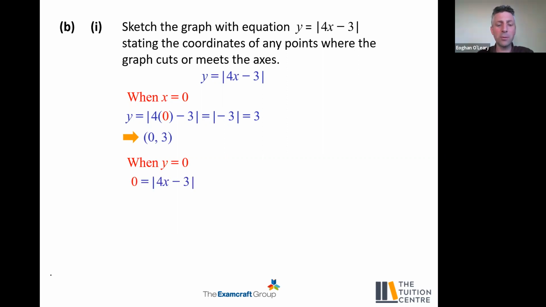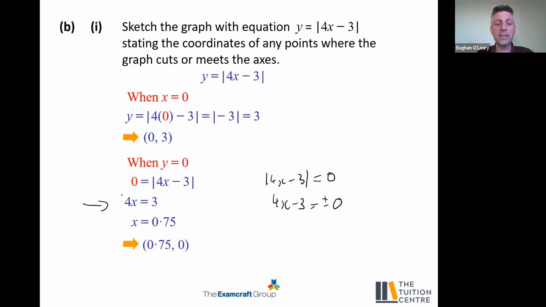we'll have 0 is equal to the modulus of 4x minus 3. In that case, there's a number of things you could do. The simplest way to think about it is in terms of the plus or minus case. So the modulus of 4x minus 3 is equal to 0, so you can say 4x minus 3 is equal to plus or minus 0. But of course, plus 0 and minus 0 are the same, so it will just be 0. So you get 4x is equal to 3, x is equal to 0.75. So when x is equal to 0.75, y will be equal to 0.